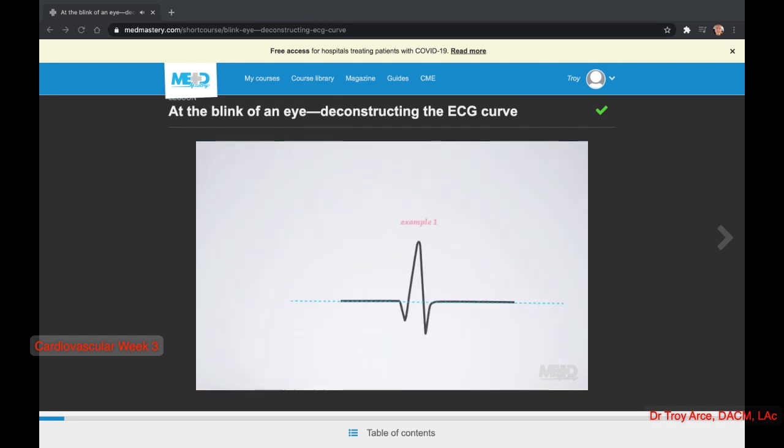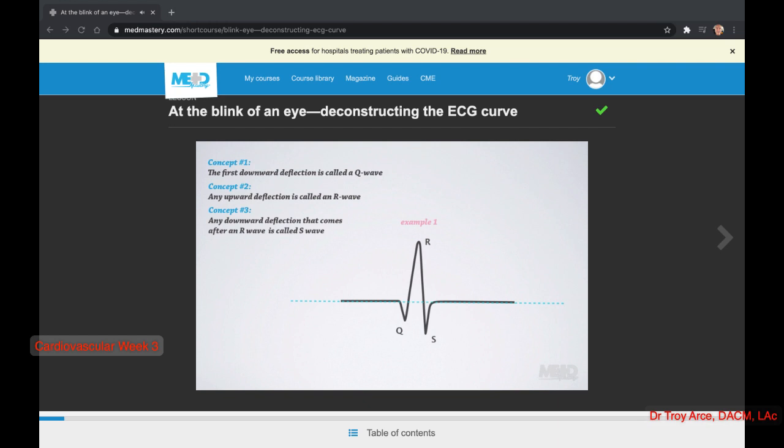Example number 1. Here we have a rather classical case. According to concept number 1, the first downward deflection is called a Q wave. According to concept number 2, any upward deflection is called an R wave. And concept number 3 says, any downward deflection that comes after an R wave is called S wave. So we have a QRS pattern here.